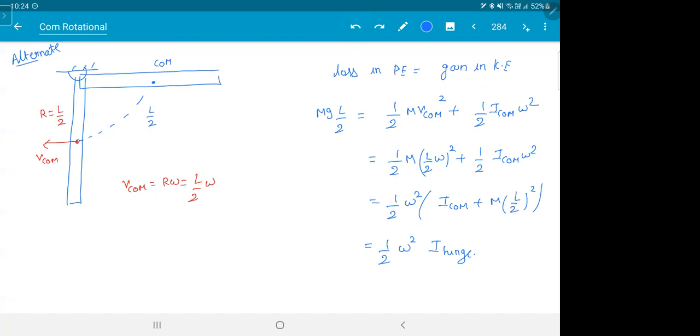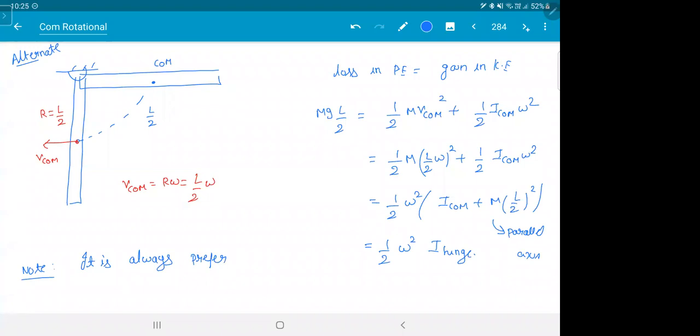Does that make sense? You get the same answer. This is nothing but using parallel axis theorem. You get I hinge only. So you can put that as a note there. It is always preferable to take torque about the hinge. If a hinge is given, it's a fixed point, right? So that is the safest point.